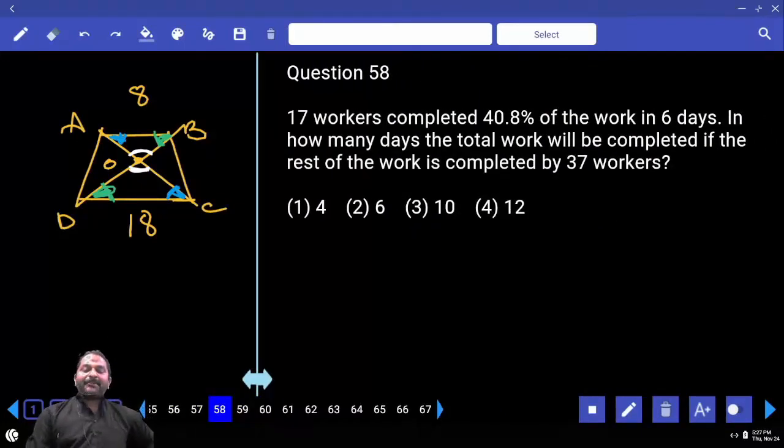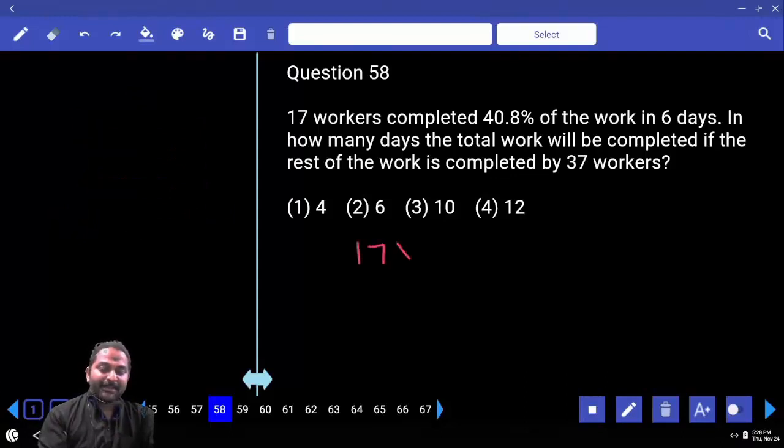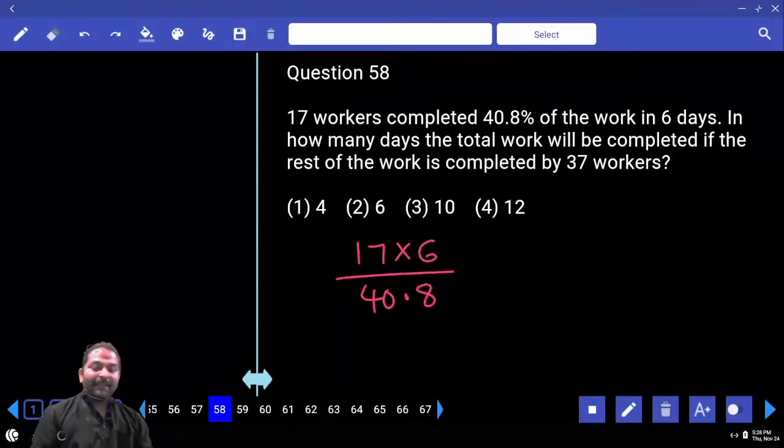17 workers completed 40.8% of the work in 6 days. In how many days will the total work be completed if the rest of the work is completed by 37 workers? Initially 17 people started working for 6 days and completed 40.8% of the work. On the left-hand side, it is about completed work. On the right-hand side, we have to write the information about remaining work.